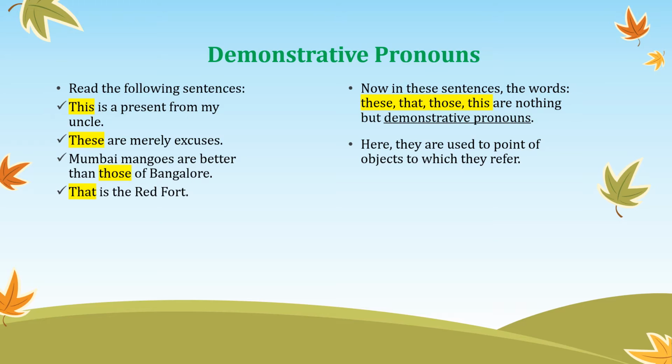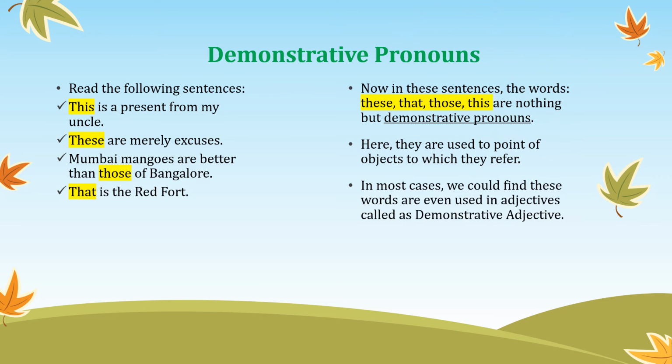So, this is a present. Here, the object that is referred to is the present. These are merely excuses. Some excuses said by someone are being pointed out with the pronoun these. Now mangoes are referred to by those as a demonstrative pronoun. Here the Red Fort is being referred to with the pronoun that in the last sentence.